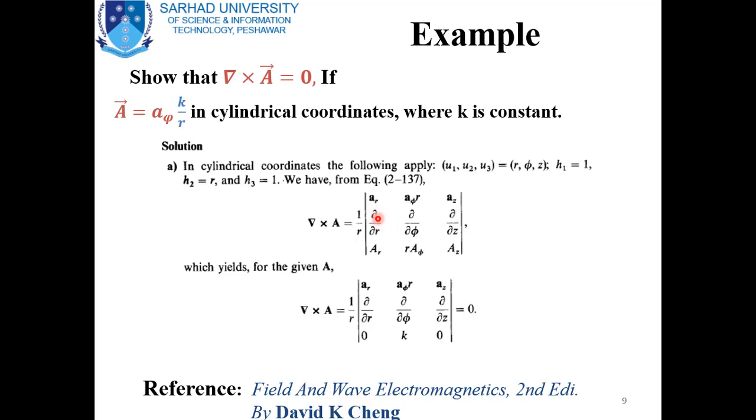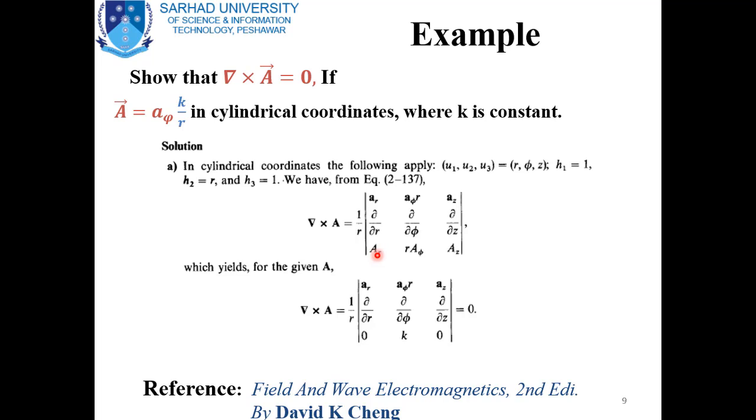So our partial derivatives will be del over del r, del over del phi and del over del z, and then in the third row we have to write the components of a given vector. So our vector is A, so we have to write the components of vector A in cylindrical coordinates along with the metric coefficients.